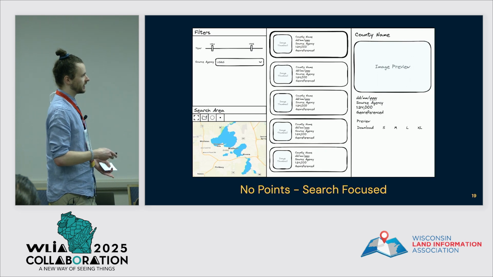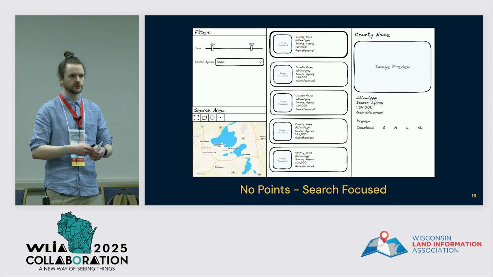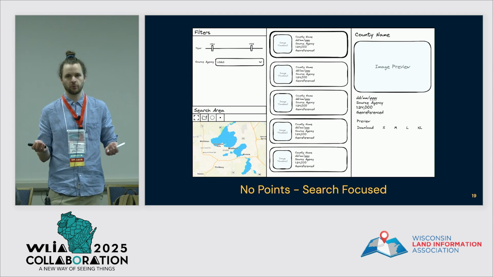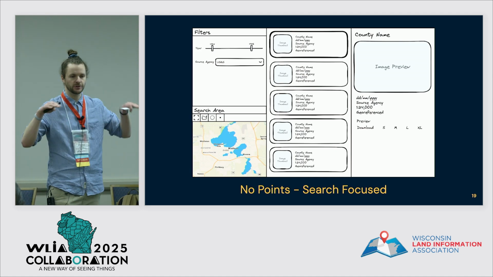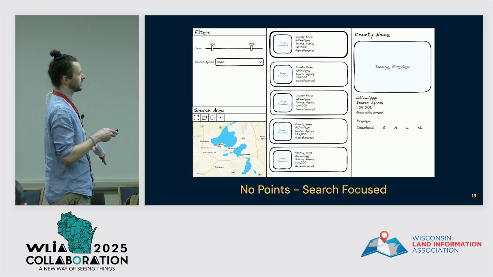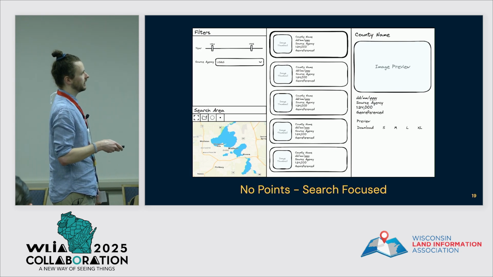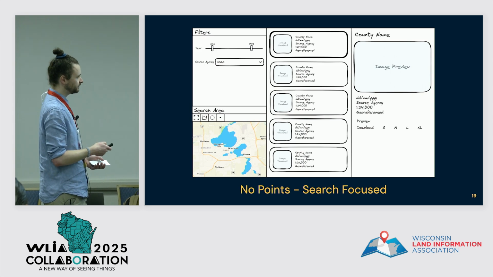The last one we want to test is no points and search focus. The basic idea was, this is the general public. They don't necessarily know, oh, I can click on a point. What if we made it really simple and step-by-step, where they set some filters, set the area, meaning any images within that extent would just be returned into this column, and then if they clicked on an image, that would be shown in more detail in that last column.